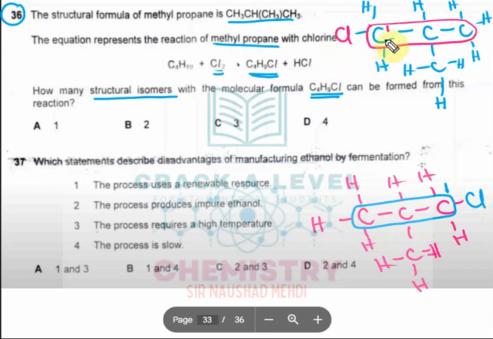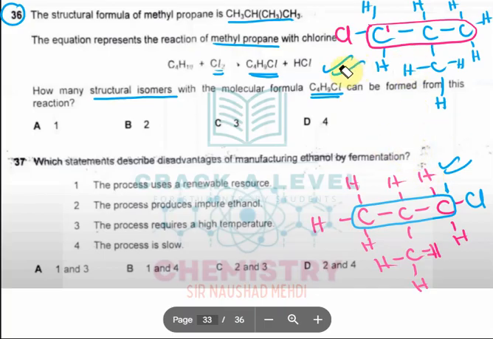So these two structures are exactly the same, because in both of them the chlorine is attached on the first carbon. It means that these two are not isomers. They are the same structure. Isomers are compounds which have different structures, right? So this one and this one are the same. There is no difference in it.